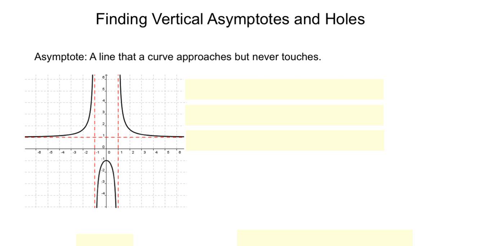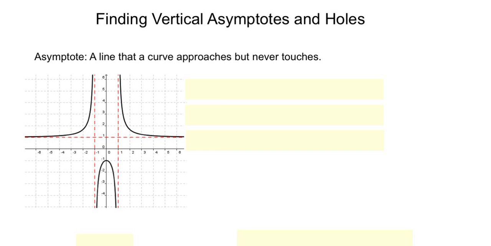Here is a graph that shows both vertical asymptotes and horizontal asymptotes. The vertical asymptotes are the lines that go up right here, vertically. So these are the vertical asymptotes right here, going all the way up. And this as well. And the horizontal asymptote, there's only one of them, is right there, going across horizontally.